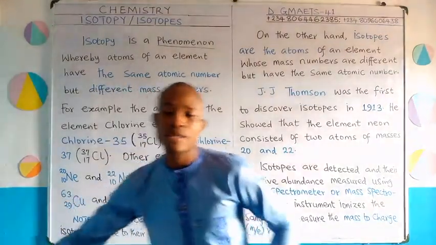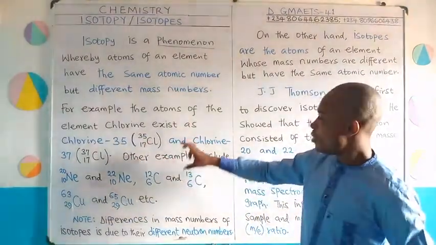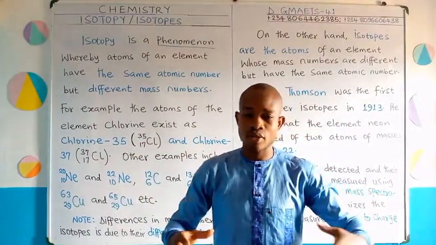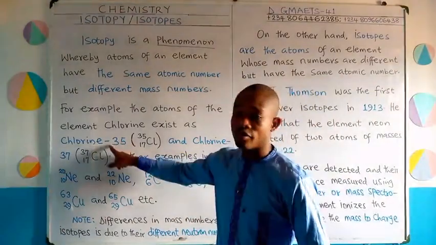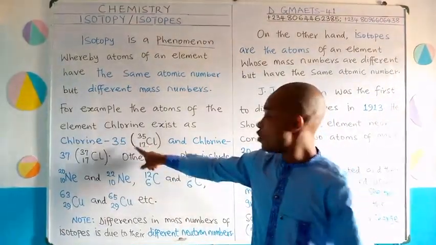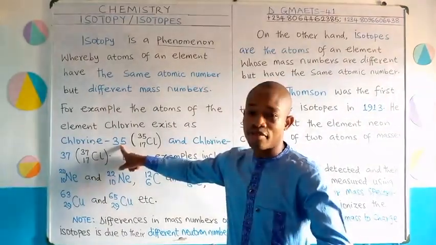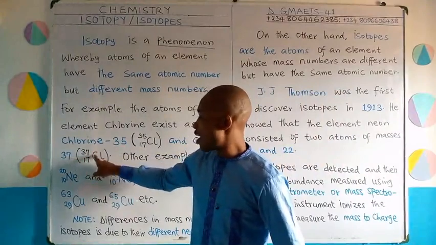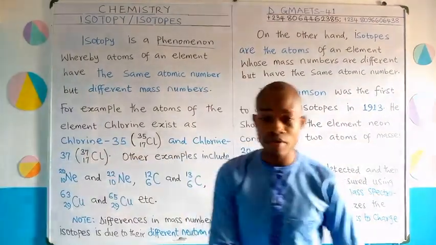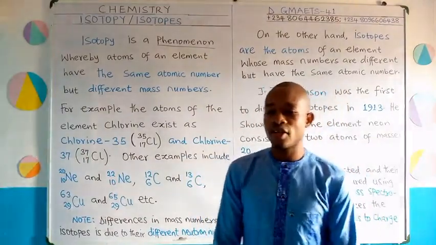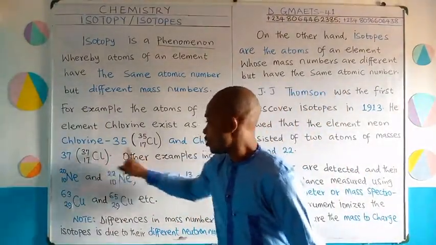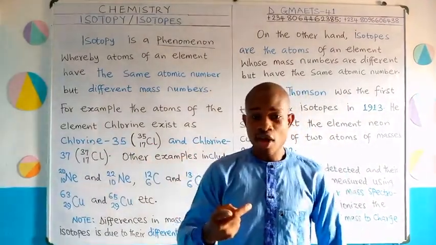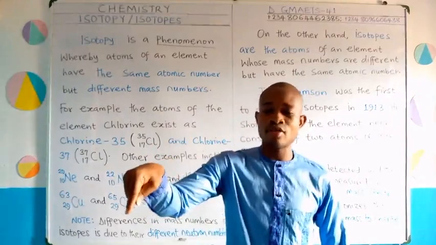Okay, now let us look at an example here. The element chlorine can exist in two forms as an atom. We have chlorine 35, whose mass number is 35 and atomic number is 17. Then we have chlorine 37, whose mass number is 37, atomic number is 17. Their atomic numbers are the same, but look at their mass numbers, different, even if these two atoms are atoms of the same element known as chlorine.